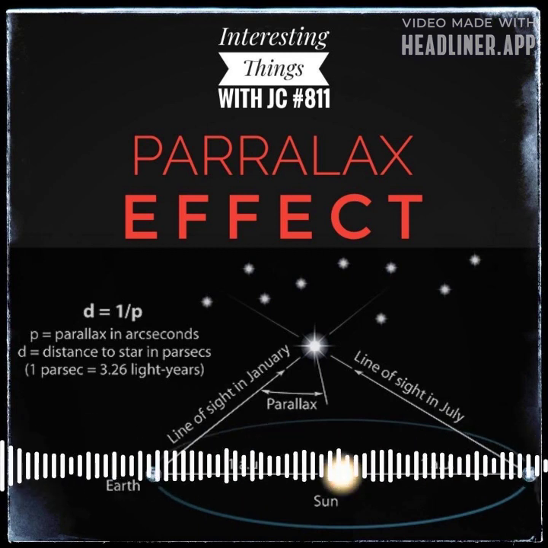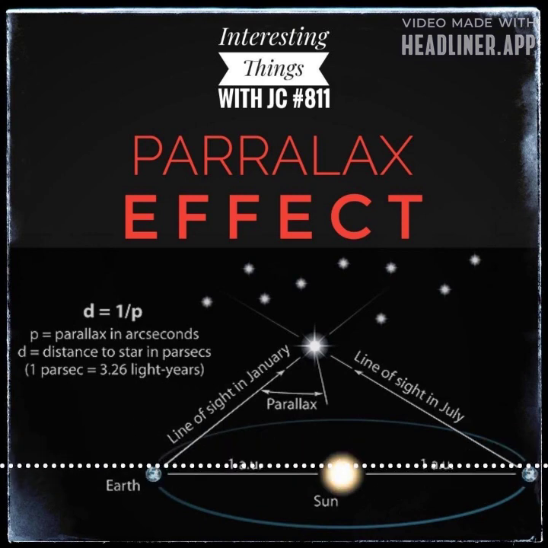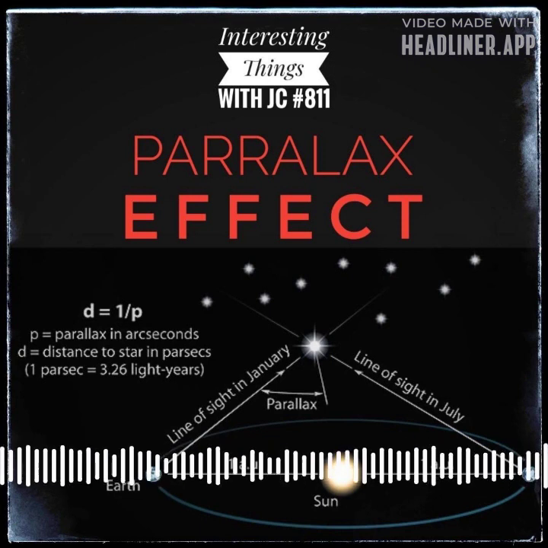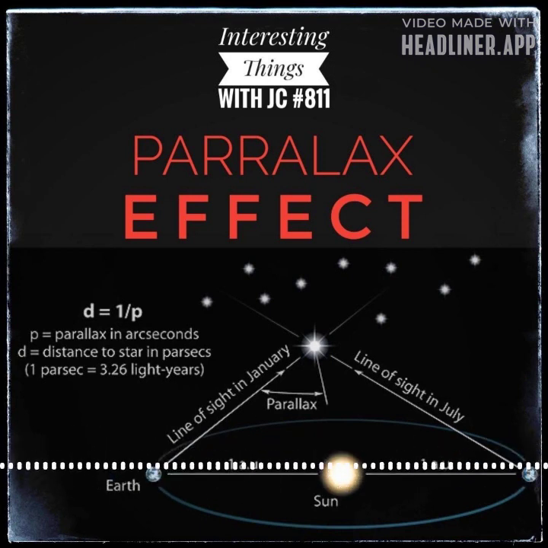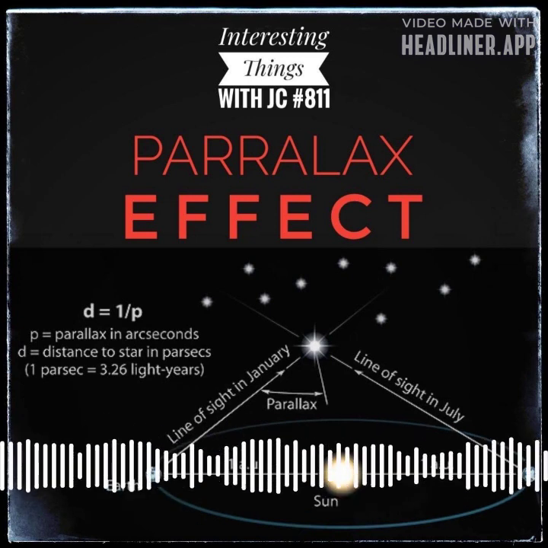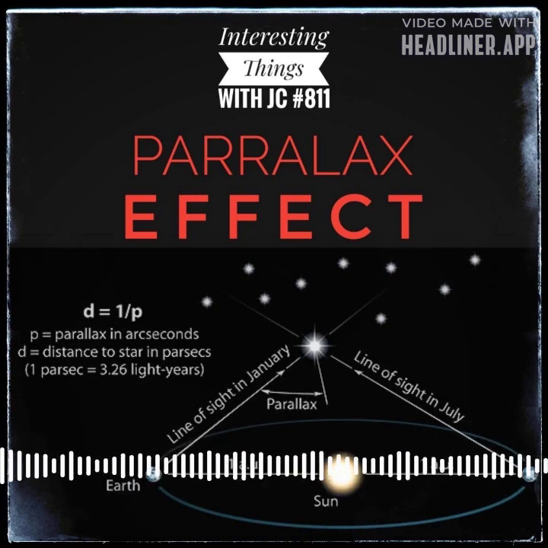Due to Earth's change in position in its orbit, the nearby star appears to have shifted its position slightly against the distant background of stars. This shift is called the parallax shift. By measuring the angle of this apparent shift, the parallax angle, and knowing the Earth's orbital radius, the distance from the Earth to the Sun, astronomers can then use basic trigonometry to calculate the distance to the star.